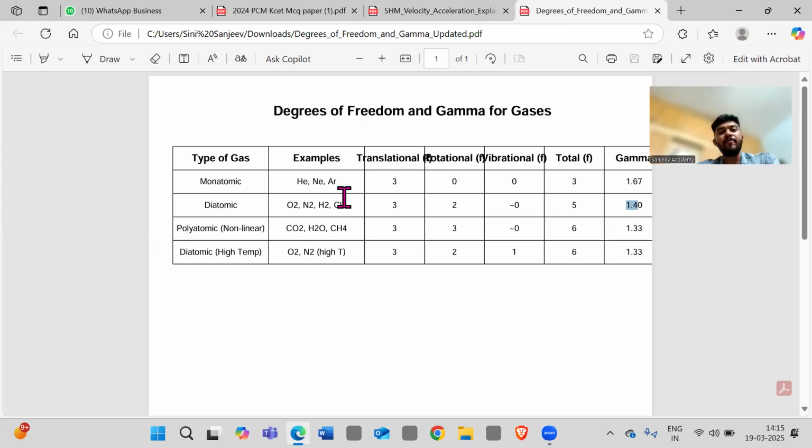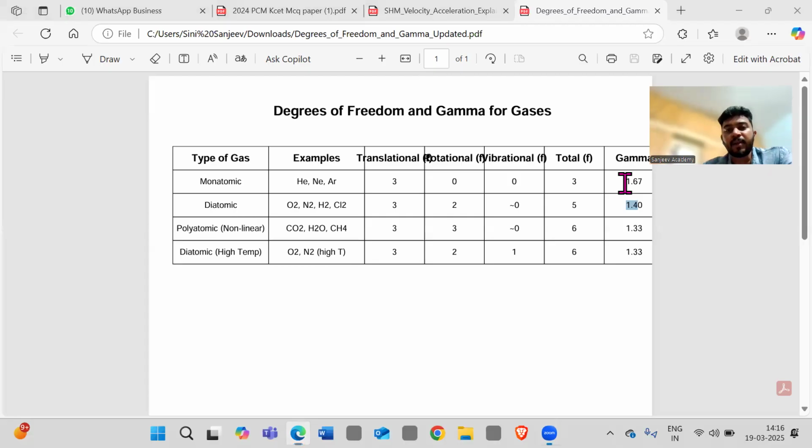So for each and every question, we have to do the analysis. For any entrance examination, they will definitely ask similar pattern questions. So this is a pattern. For monoatomic, the answer is 1.67. I don't want to give you the formula on how to do it. Okay, the formula is gamma is equal to 1 plus 2 by F.